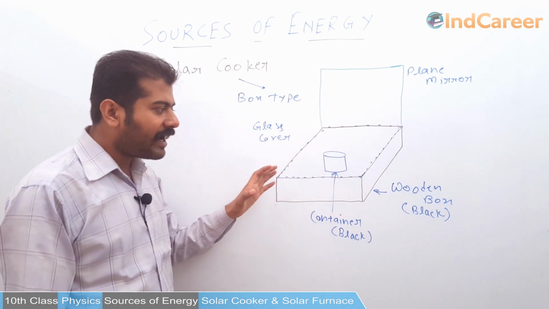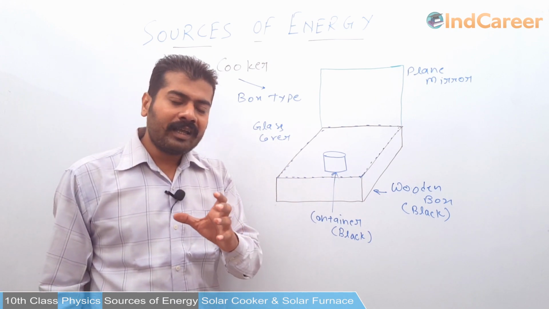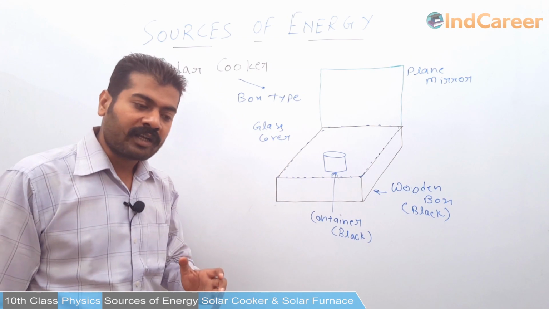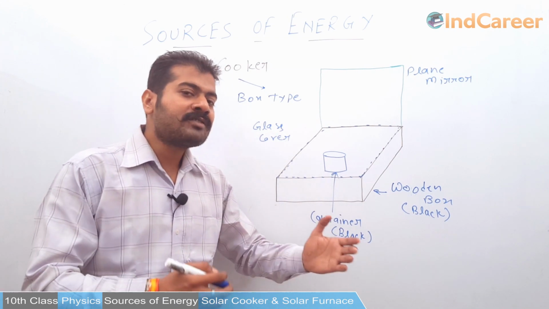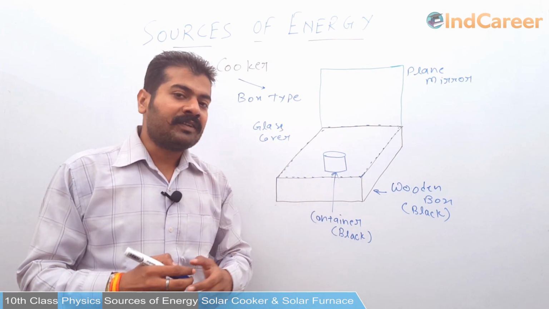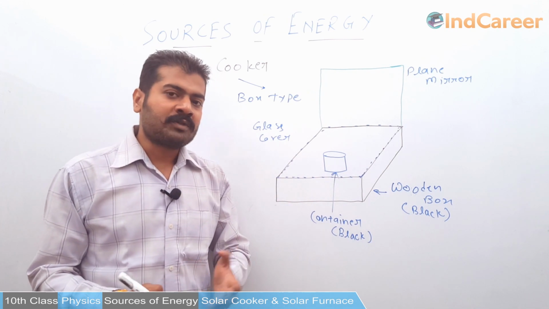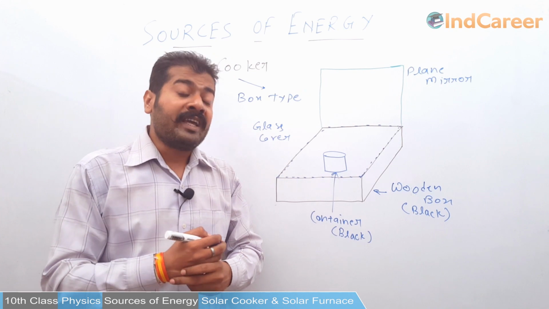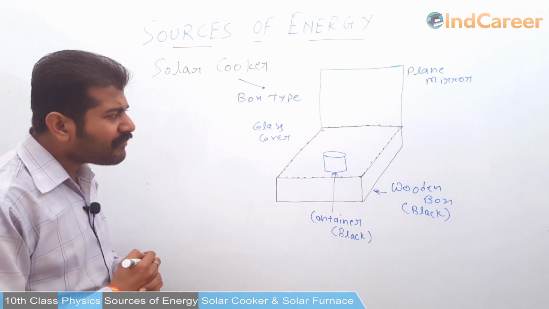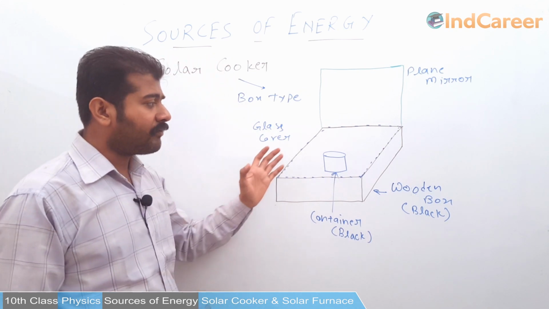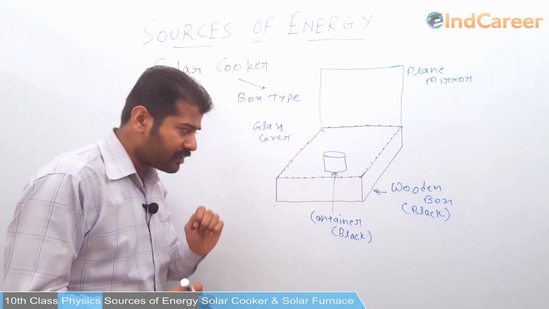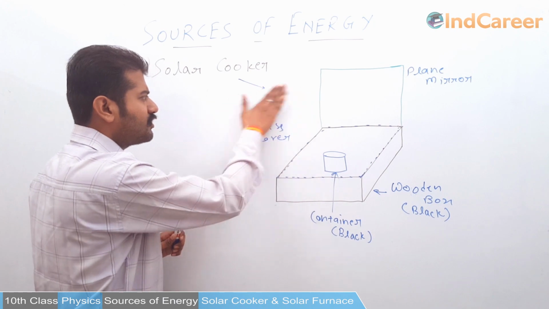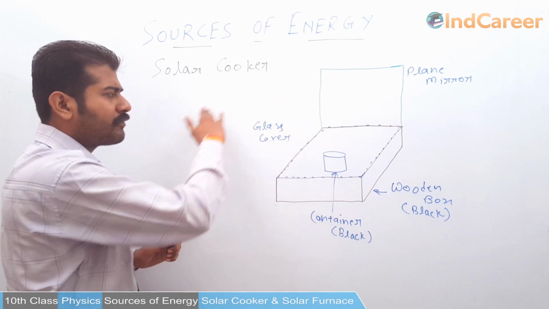The reason behind that is that black color is a very good absorbent of solar radiation as compared to polished surfaces or white surfaces. Black color absorbs more solar radiations and will give more heat. So we use black colored materials in solar cookers. Now how does this solar cooker work? Let's try to understand the working of the solar cooker.